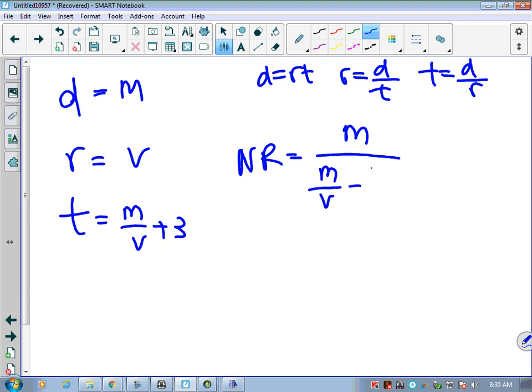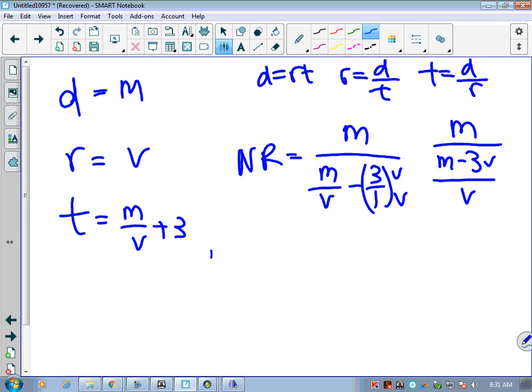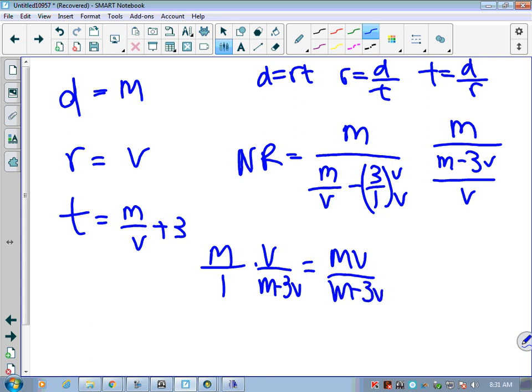M over V minus 3. And I'm going to set that as M over V minus 3 over 1 because we're going to solve the denominator down. So I'm getting M over M minus 3V over V. And because essentially that's M over 1 divided by M minus 3V over V, I'm going to end up multiplying by the reciprocal. I can look at it like this, where I have M over 1 times V over M minus 3V. So it should give me MV over M minus 3V. And that should be in miles per hour.